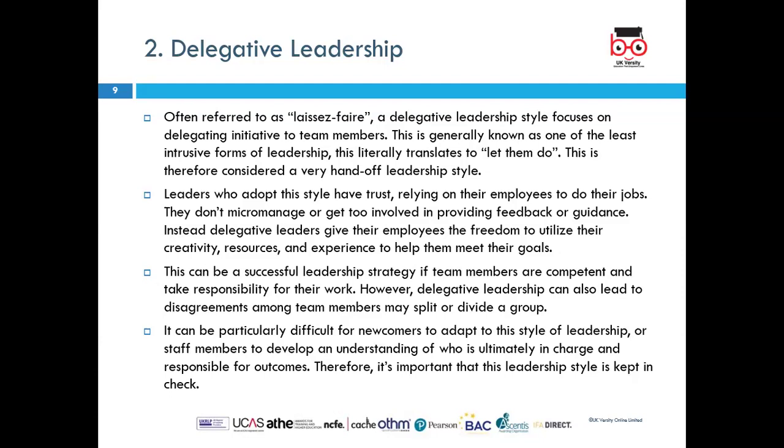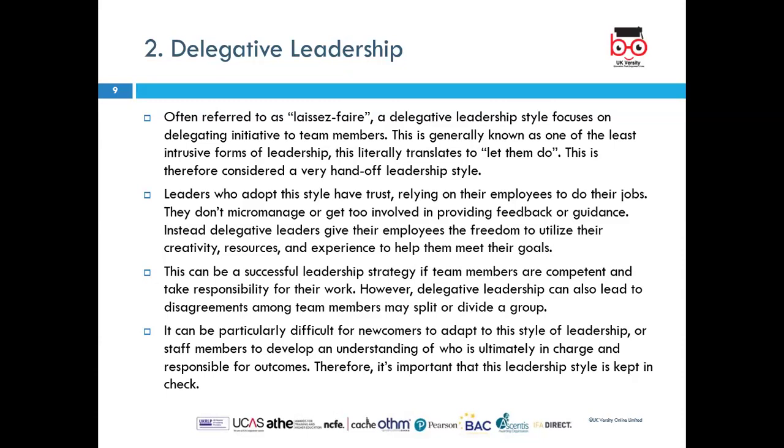These delegative leaders give their employees the freedom to utilize their creativity, their resources, and experience to help them meet their goals. So their main objectives are there, but they also have in mind how, in that role, they can achieve their best, because they've been handed this responsibility. How can they do it best? And in this way, if the team members are competent and they take responsibility for their work, only then can it be a very big success.